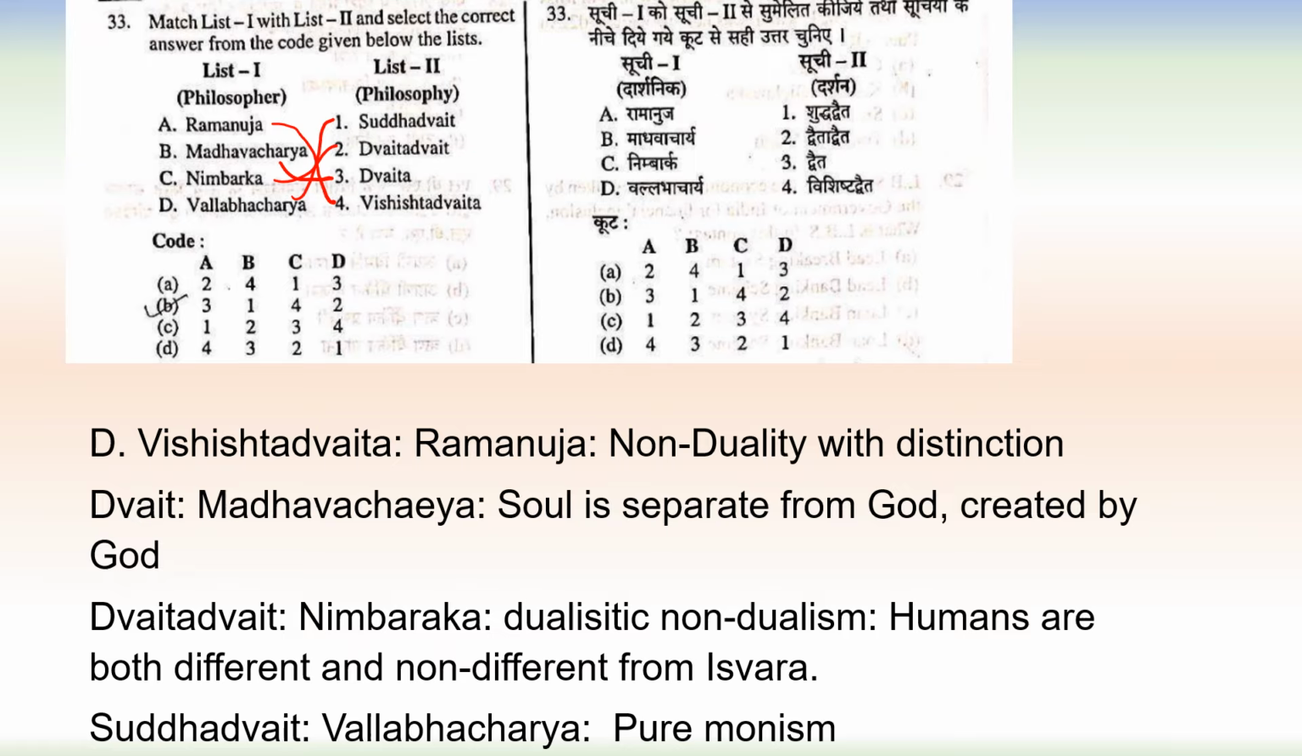So Visishtadvaita is the philosophy of Ramanuja. The meaning of Visishtadvaita is non-duality with distinction. Visishta is distinction and Advaita is non-duality. Dvaita, Madhavacharya. He believed the soul is separate from God, created by God. So there is a dualism. Dvaita means dualism. One is the soul and another is God.